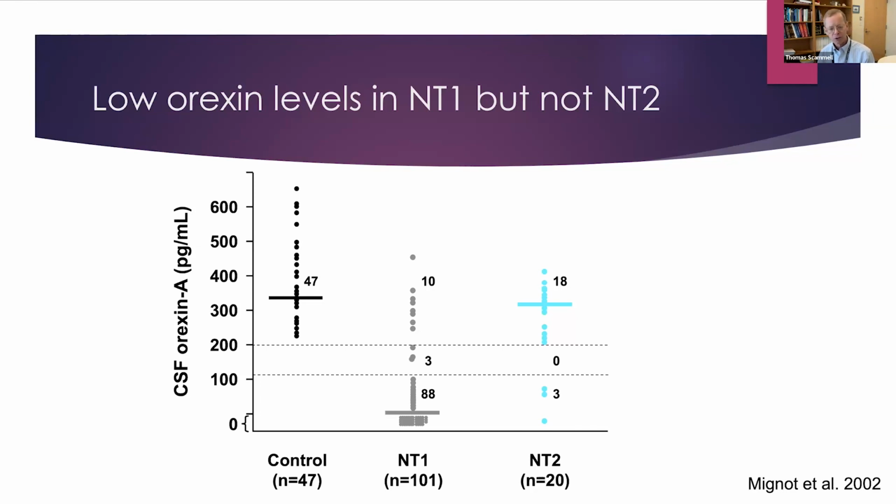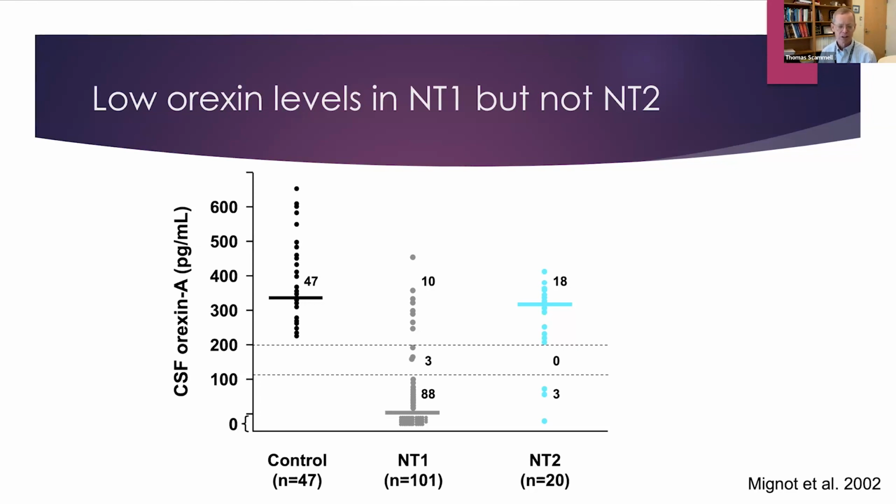In control individuals, orexin levels are variable. They go anywhere from sort of the low 200s up to the 600s, but on average, they're about 320 picograms per mil. A picogram is a very small amount. It's hard to measure these things because there's minuscule amounts in spinal fluid.